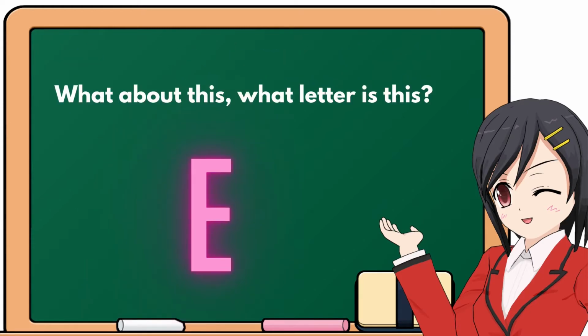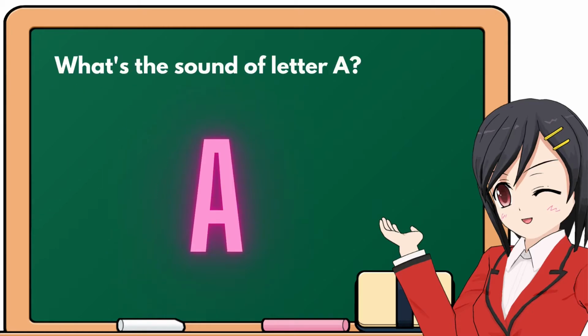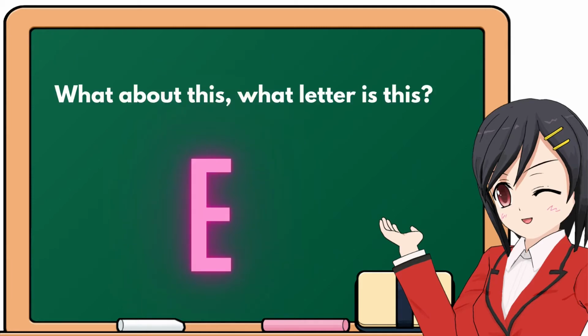Okay, children, let's review our lesson last time. I will show you the letter and you will tell me what the letter is. Okay, what letter is this? Very good. That's correct. This is letter A. Again, A. What about this? What letter is this? Very good. This is letter E. Again, E.